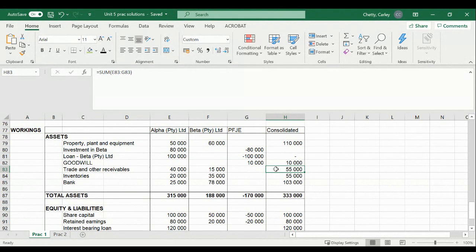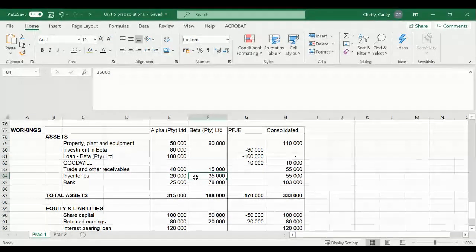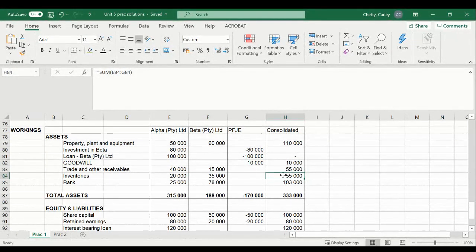Then if we have a look at inventories, so inventory will be shown in Alpha's statement of financial position as 20,000. That is in its separate financial statements. In Beta's separate financial statement, Beta will have inventory of 35,000 Rand. So in the consolidated financial statements, we're going to go alpha plus beta. So 20,000 Rand plus 35,000 Rand, and that will give us 55,000 Rand in the consolidated financial statements.